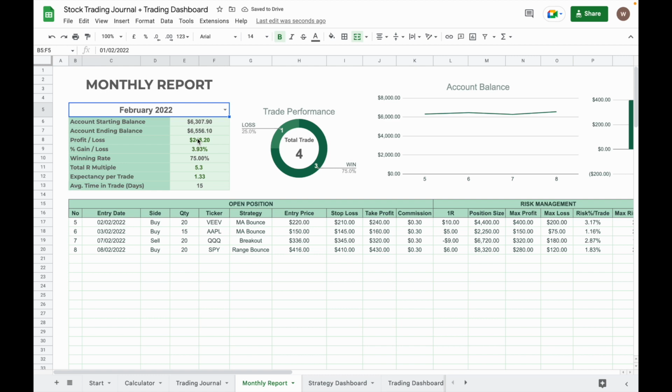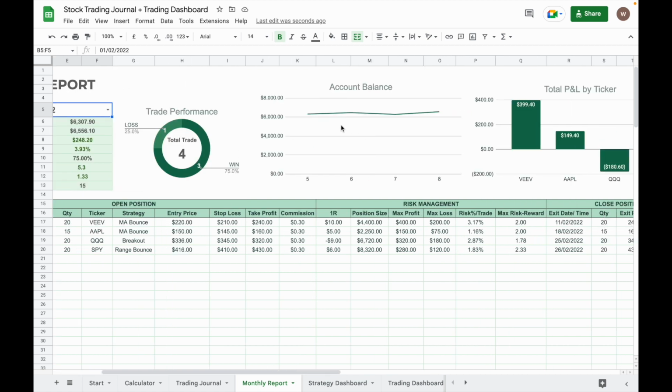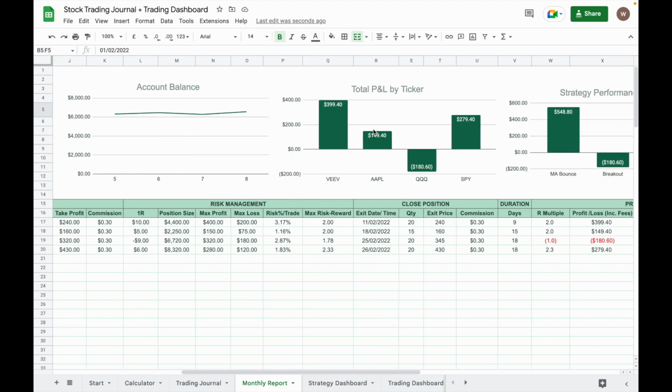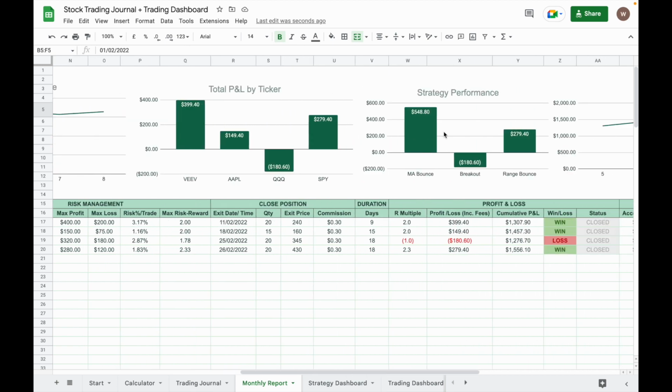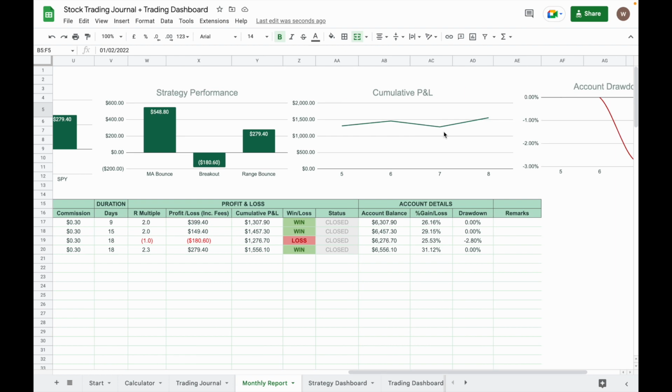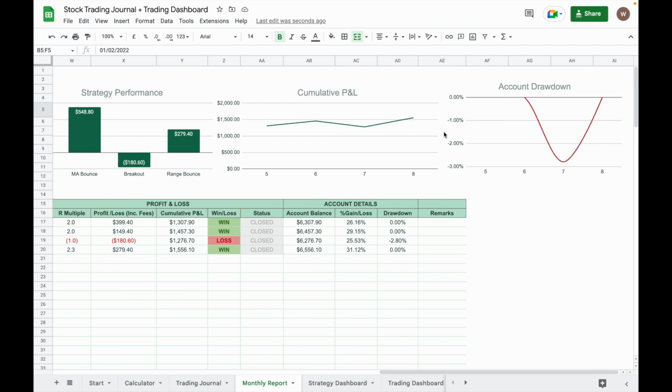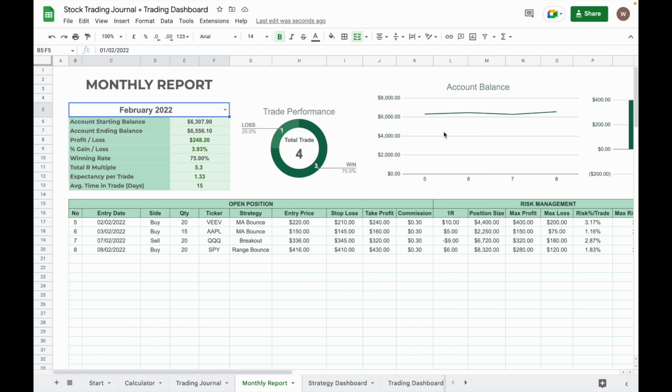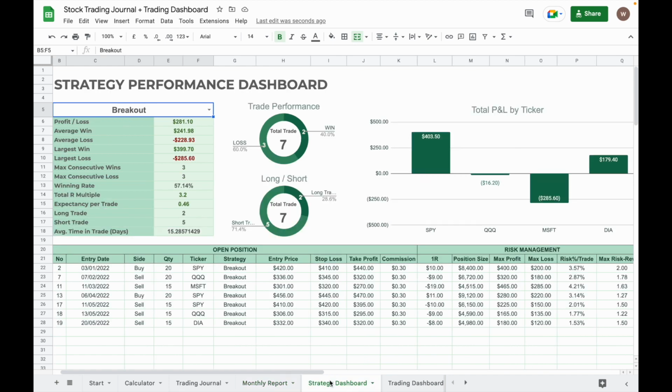This monthly report also shows you the profit and loss, your win rate, and your average return per trade. The dynamic charts here will show your account balance, your total P&L by ticker, your strategy performance, your cumulative P&L, and your account drawdown. Next is the strategy performance dashboard.